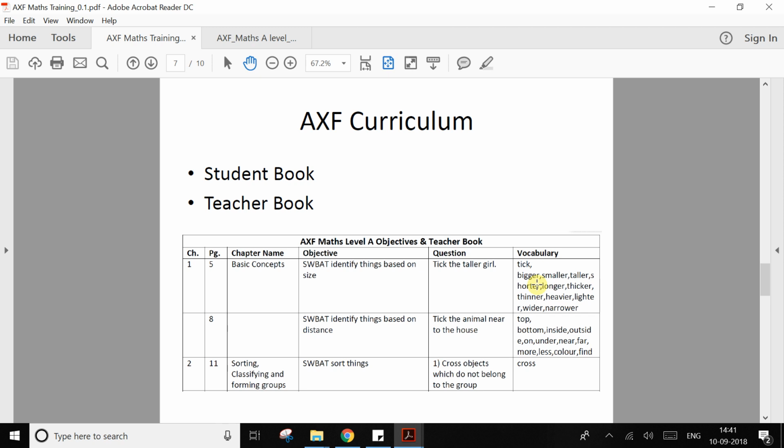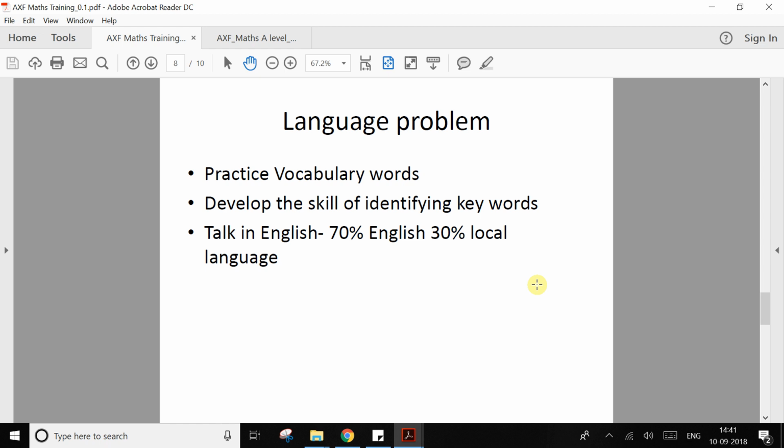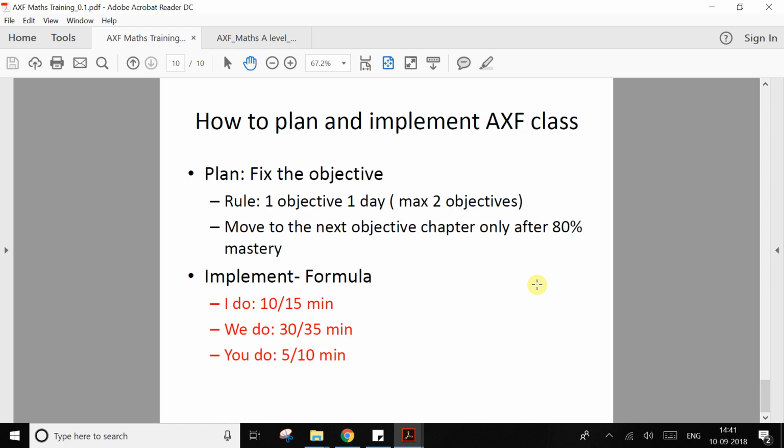So in AXF, usage of the teacher book is the most crucial thing. We don't teach for completing the syllabus. We teach for the child to be able to do certain objectives. So there are some rules in doing the objectives. By rule, only one objective at a time. Okay? Maximum there can be 2 objectives, but don't go more than 2 objectives at a time.